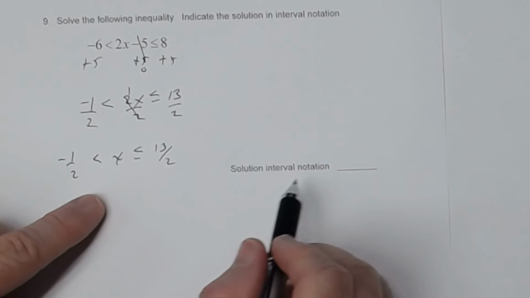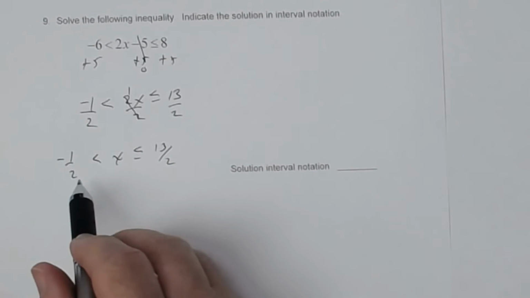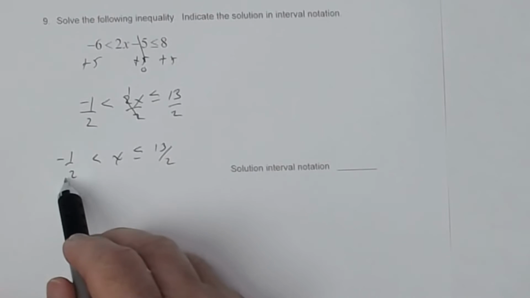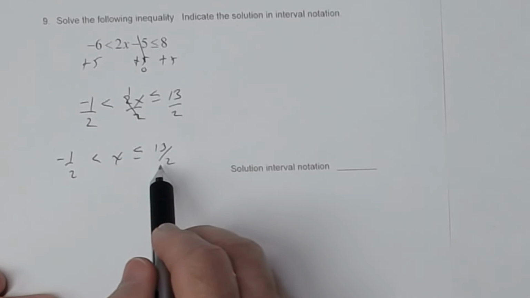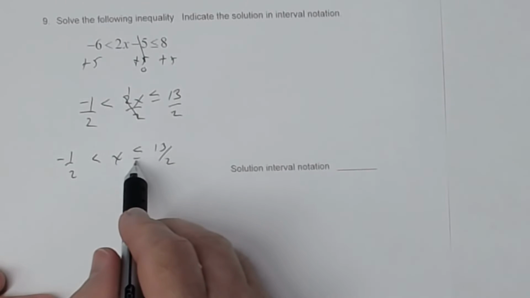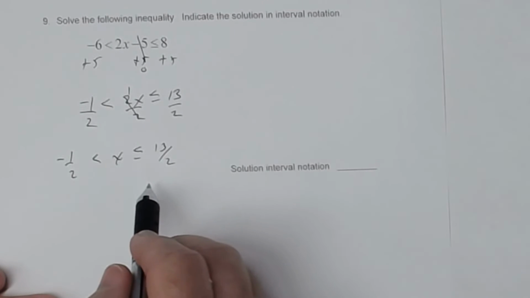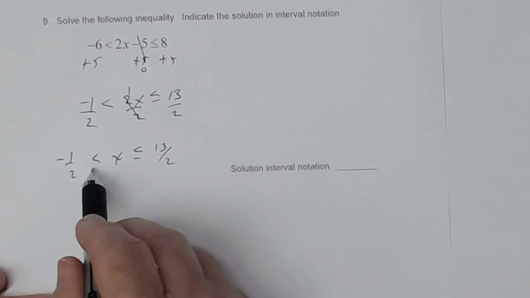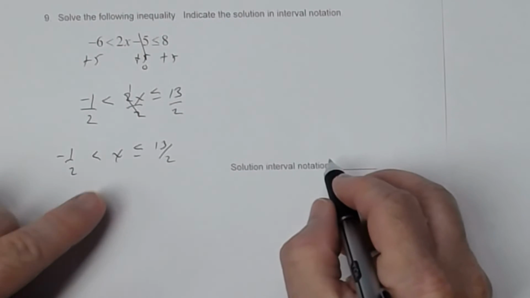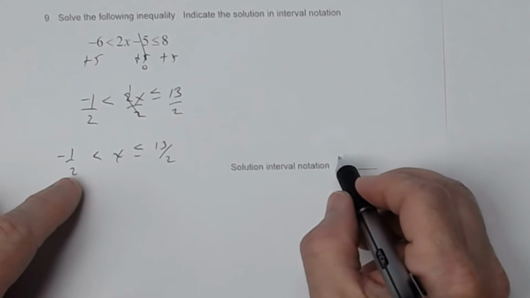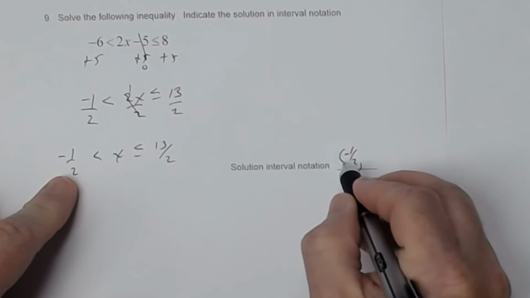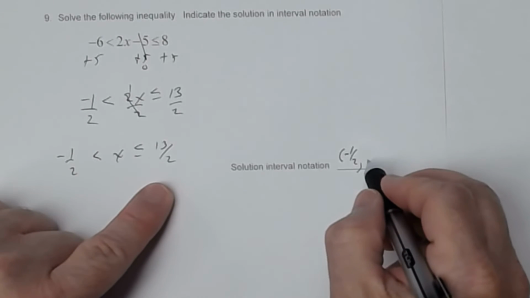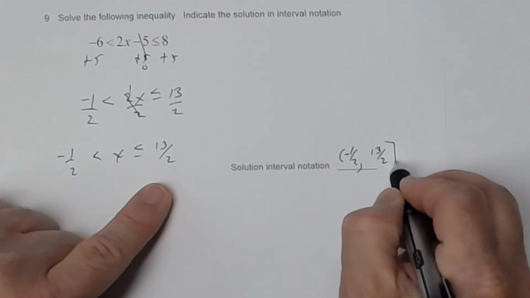Now, when writing your solution in interval notation, you got to recognize if -1/2 is a solution or not, and if 13/2 is a solution or not. And to determine that, you look at that equal sign. So x can equal 13/2. x here cannot equal -1/2. So in terms of interval notation, you're going to put -1/2 in parentheses like this, so parentheses -1/2, comma, all the way to 13/2 with a bracket.